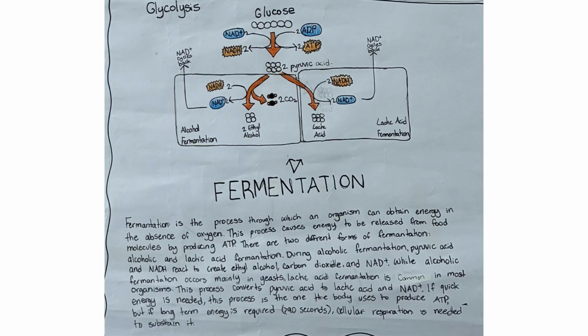While alcoholic fermentation occurs mainly in yeast, lactic acid fermentation is common in more organisms. This process converts pyruvic acid to lactic acid and NAD+. If quick energy is needed, this process is the one the body uses to produce ATP. But if long-term energy is required, above 90 seconds, cellular respiration is needed to sustain it.